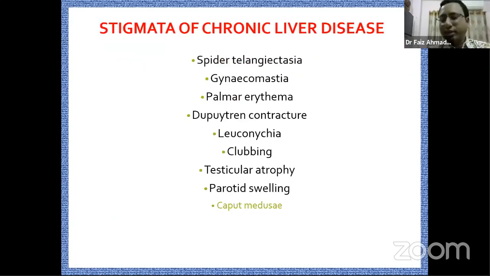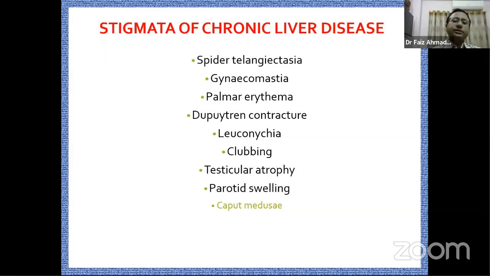Now, what are the stigmata of chronic liver disease? I have already mentioned some of them. What do we mean by stigmata of chronic liver disease? It means there are some clinical signs or features which could be present in chronic liver disease or cirrhosis of liver. But keep in mind that the presence of these signs does not necessarily mean the patient has cirrhosis, because these signs could be present in other diseases as well. But because these are commonly found, they are known as stigmata of chronic liver disease.